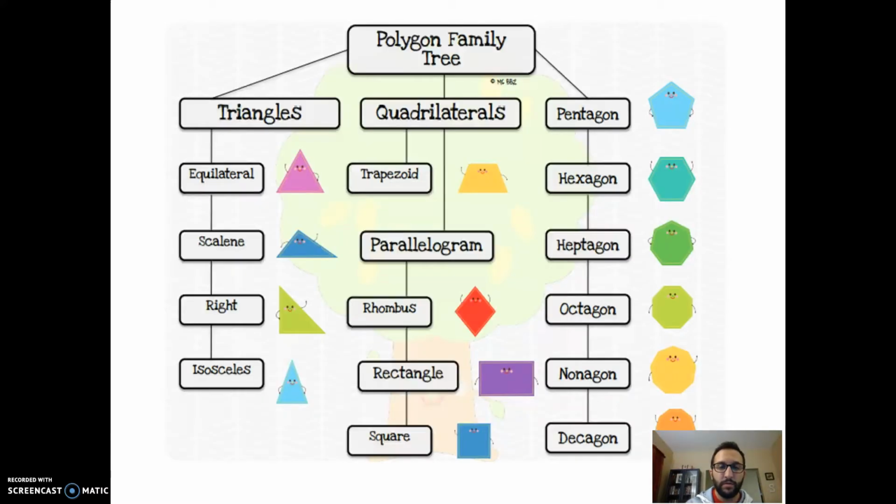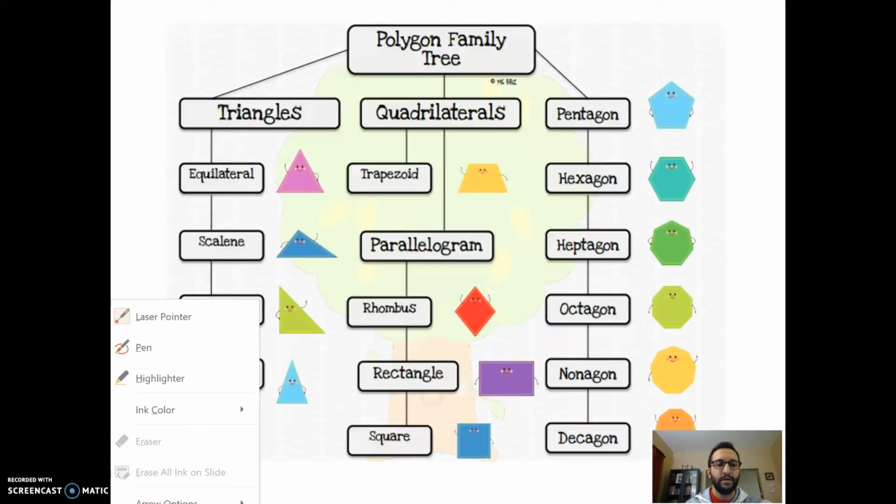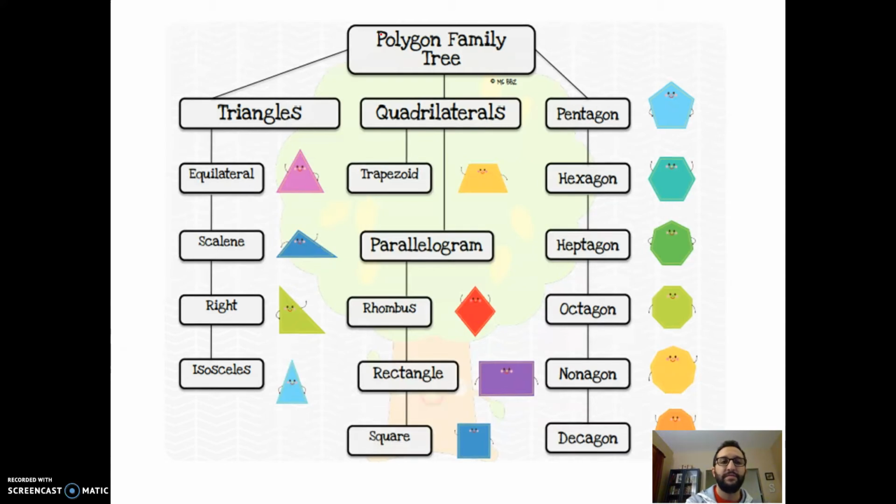All right, almost done with our notes here. The last thing we need to do is identify that there's a polygon family tree. So how many sides does a pentagon have? Yes, it has 5 sides. A hexagon, 6. Heptagon, 7. Octagon, 8. Nonagon, 9. And decagon has 10. Awesome. Okay, all done.